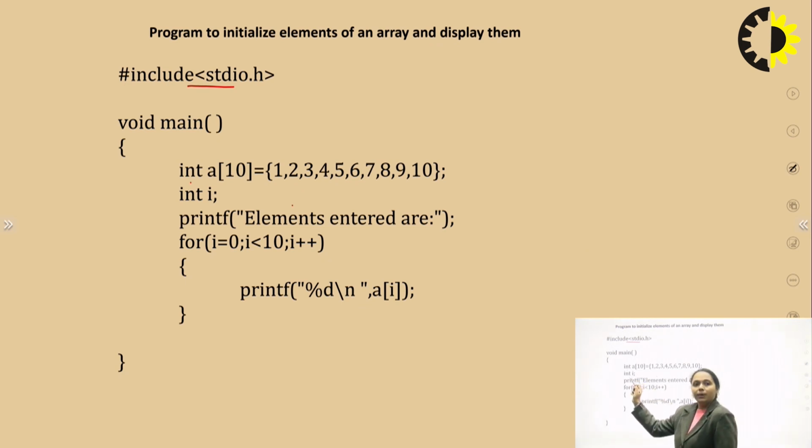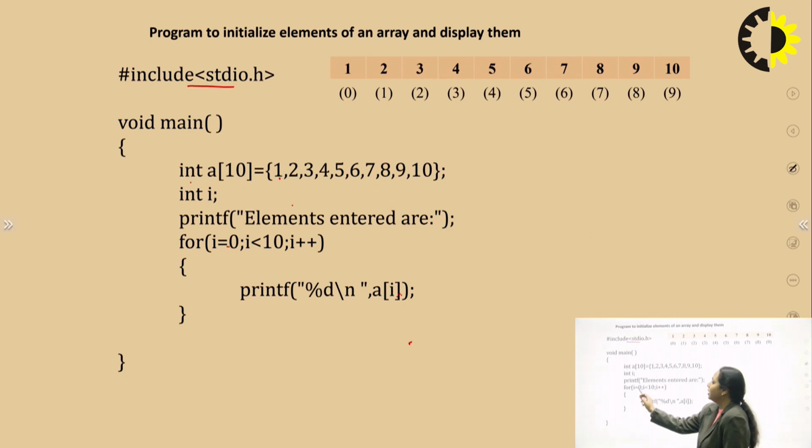Next, I have taken a variable i. Now printf, elements entered are. As I have to print multiple elements, that is 10 elements, for that I need a loop. So within the for loop, for i equal to 0 till less than 10, what am I printing? I am printing A[i]. So how will this loop work? For i equal to 0, printf %d A[0] means it will print the value which is stored at A[0], which is 1.